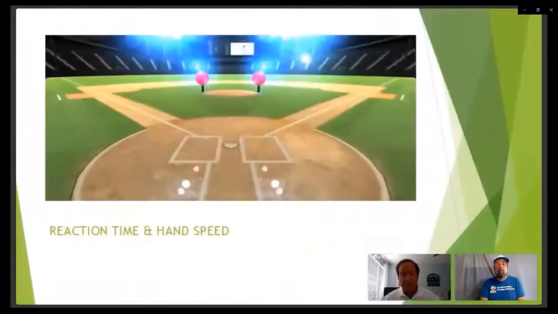Here we see 2 red dots that are up by the pitcher's mound. And this is strictly a device standing in front of this on a large screen TV. It's a touch-sensitive board. And when one of the lights lights up, you've got to move your hand or your finger as quickly as you can to the second one. What this really does is train and test reaction time and hand speed. Quick hands play a big role in a lot of sports.